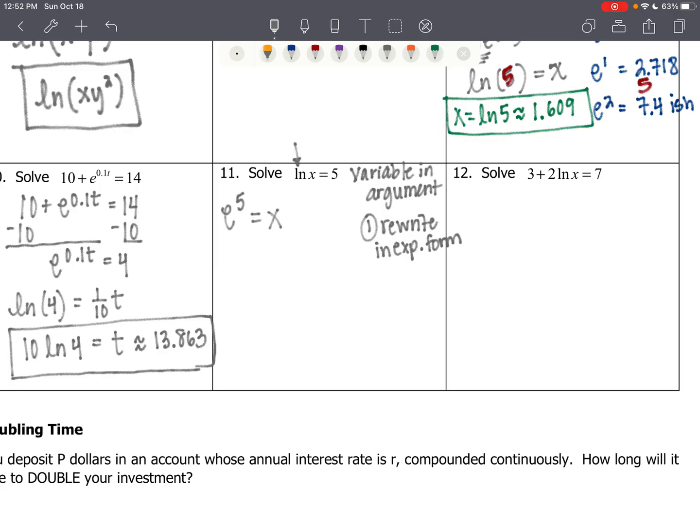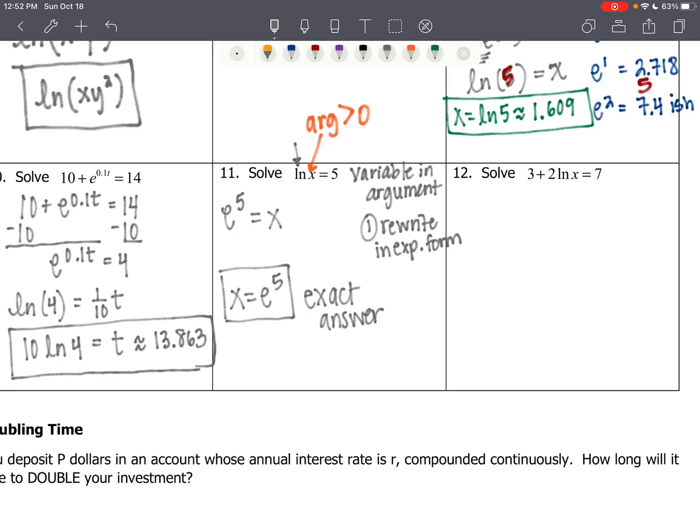Why e? Because this is a natural log, and the base of natural log is e. E to the 5 equals x. Done. Done, done, done. That's the exact answer. If I put this into my calculator, I will get an approximate answer. My answer makes sense because the argument has to be greater than 0, and e to the 5th power is definitely greater than 0. Okay, let's see if you can try the next one.